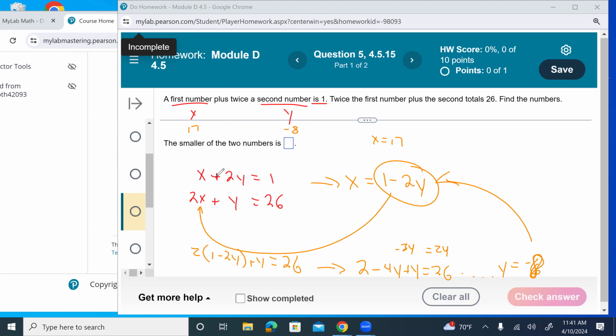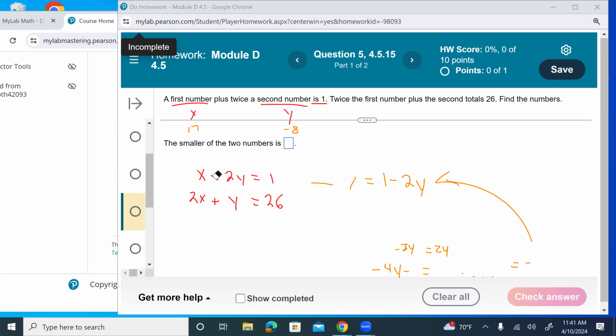So which one would be the smaller of the two numbers? -8. The -8, it's the less than one. Okay, so the smaller number is -8 and the bigger number is 17. But instead of going this route, what else could I have done?